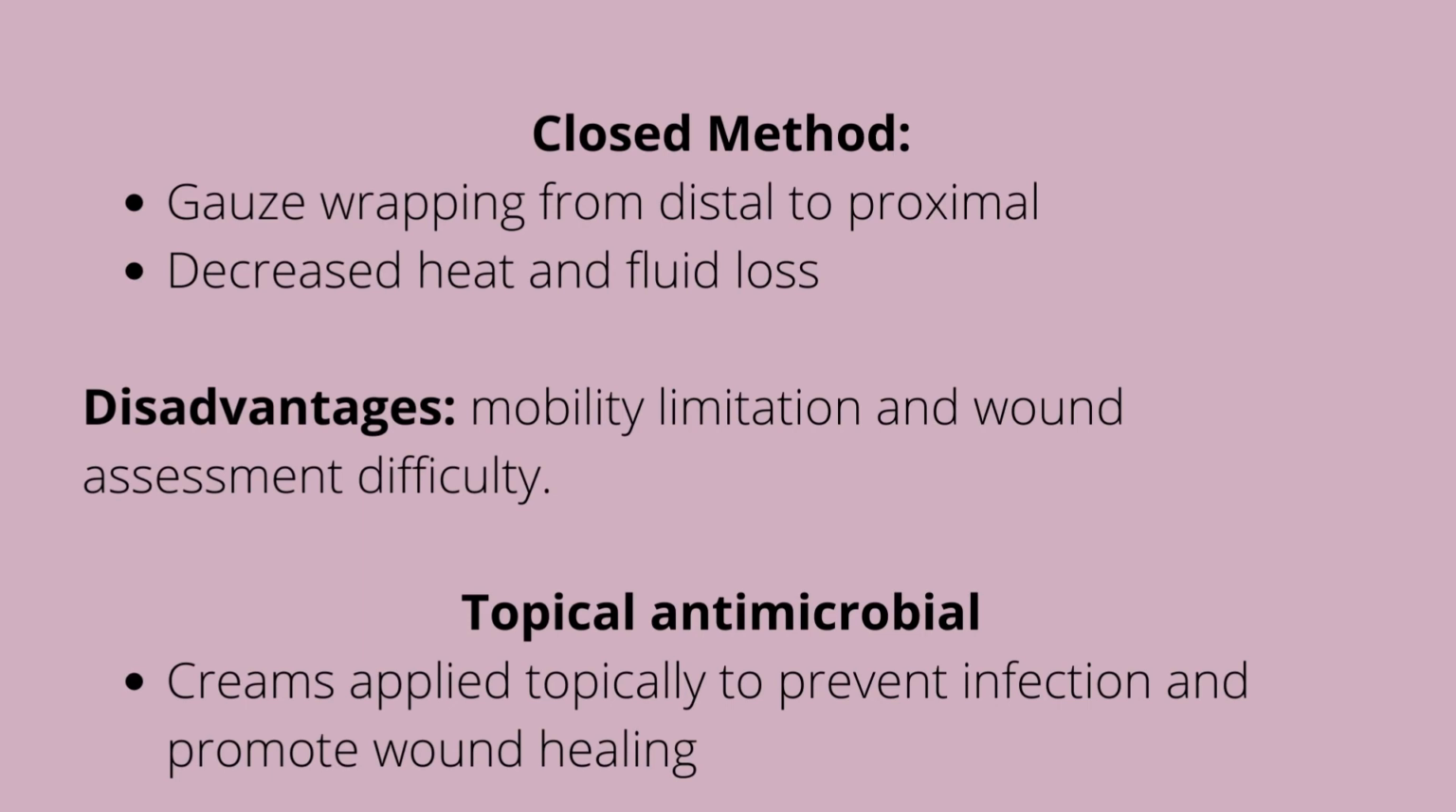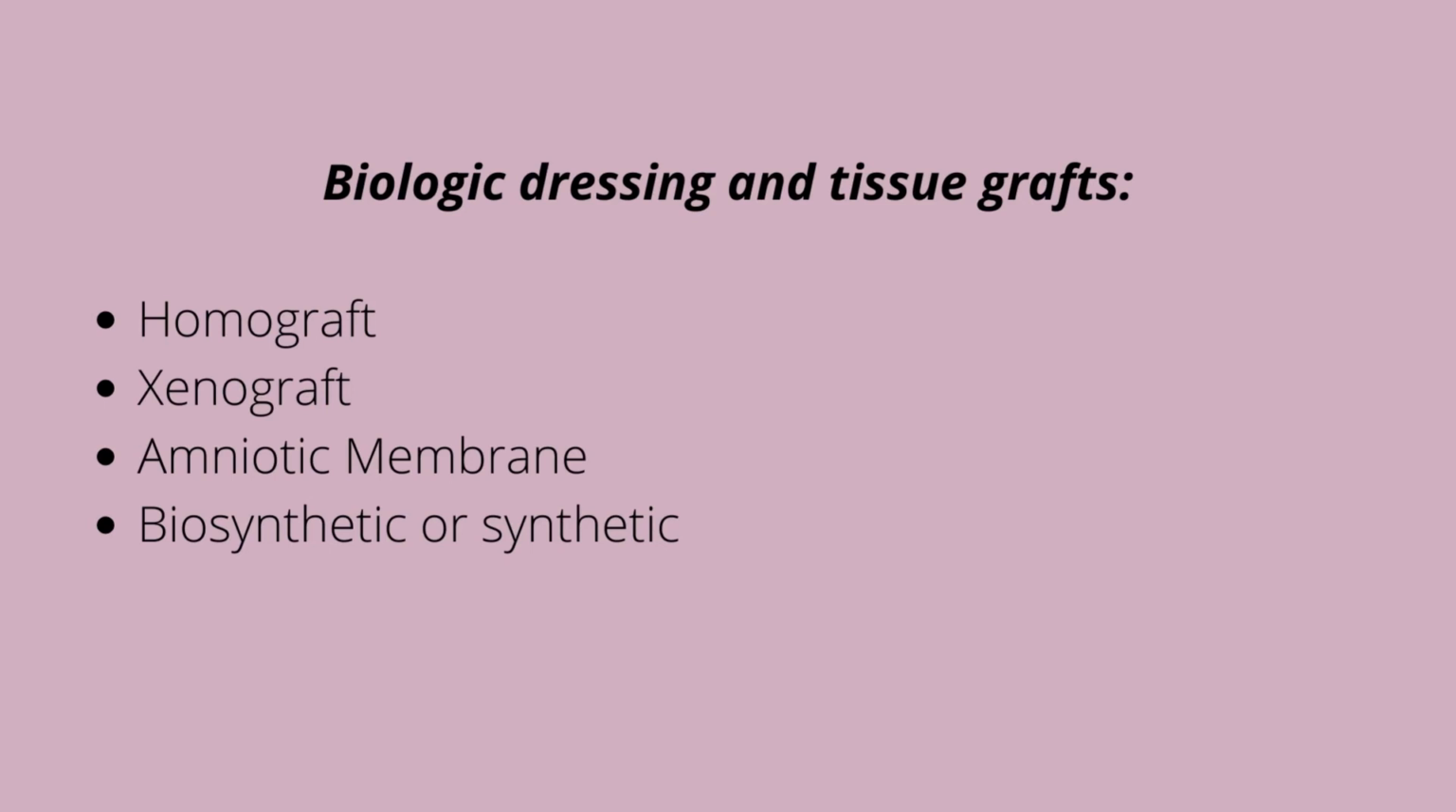Topical treatment. With topical creams, we just apply it topically to prevent infection and promote wound healing. So it's like a seal, all right? And then the biological dressing and tissue grafts. So with homografts or allografts, it's normally human tissue donors, right? People donated. Xenograft is normally animal source, amniotic membrane, and biosynthetic or synthetic transplant films, right? This is like a man-made kind of skin.